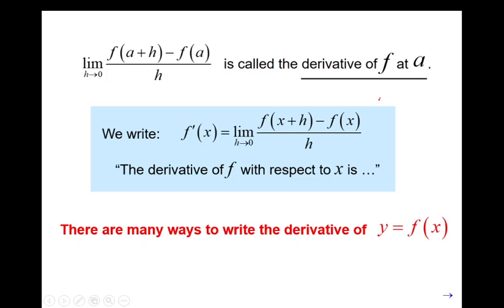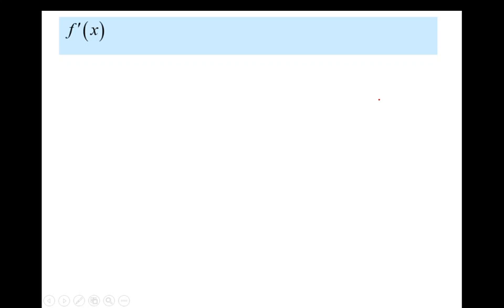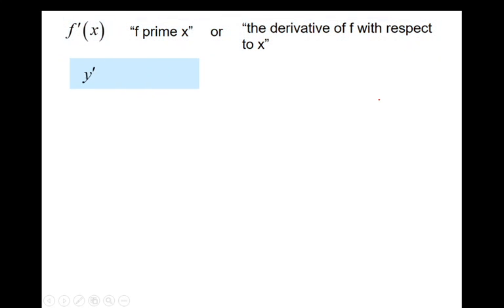There are many ways to write the derivative of y. So this is f prime. This is the part of your notes where I told you to leave part of it blank, because all of this is not going to be there. So this is f prime of x, that's how we say it, or the derivative of f with respect to x. These are both ways of saying this: f prime of x, or the derivative of f with respect to x.